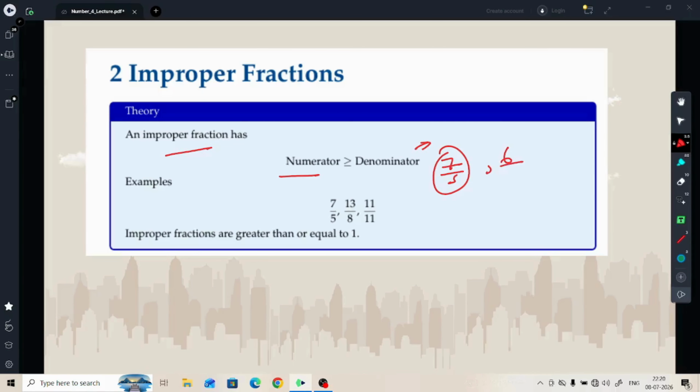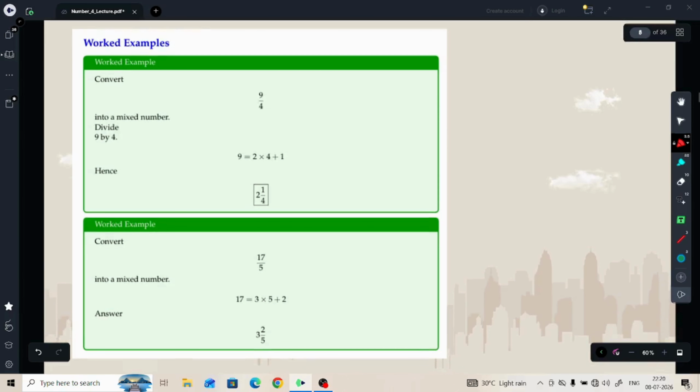If I'm having 6 upon 6, you can see that the numerator is equal to the denominator, so in this case also we can say that it is an improper fraction. So these are the cases for improper fractions. Now, how can we convert an improper fraction to a mixed number? Again, it's very easy.